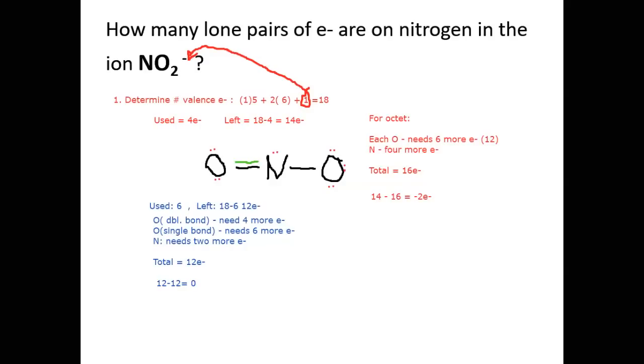Now we got to do one extra thing. We got to put it in brackets, and then a negative sign. So how many lone pairs are on the nitrogen atom in the ion NO2 minus? The answer is 1 lone pair of electrons. So that's the answer.